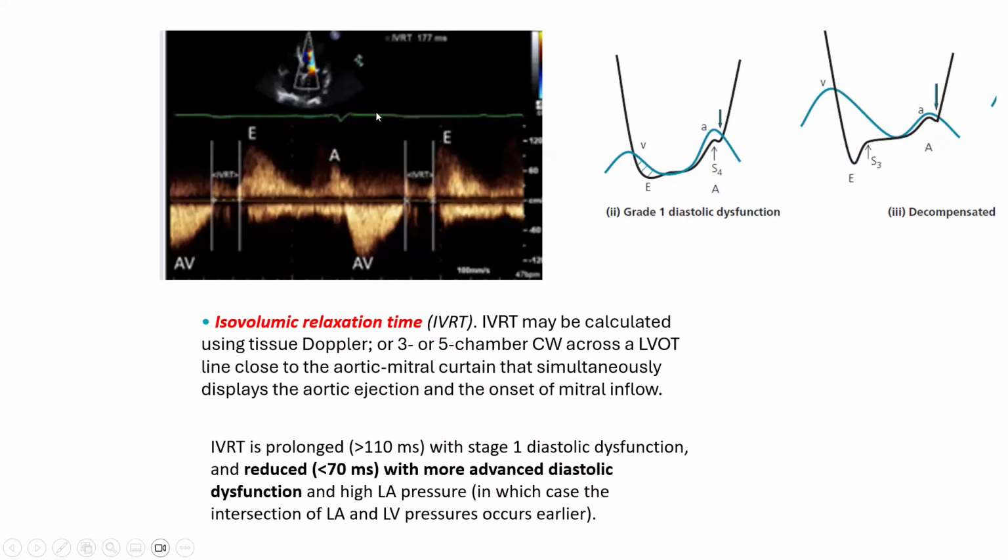It's best to measure it either in the apical 5 or apical 3 chamber view. And what you do, you put a continuous wave cursor in between the mitral valve and the aortic valve, kind of almost in the aortic mitral interannular curtain. You put the cursor there, and you get at the same time the mitral inflow and the aortic valve flow. And the distance between the end of the aortic valve flow and E wave is the isovolumic relaxation time, as you may see here and here. We should try to do that routinely.